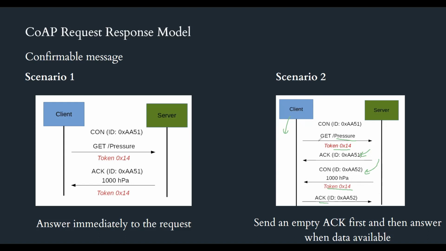So the CON message is a very reliable way of communicating, and it is using acknowledgement messages to inform the other, client or the server, that it has received some data from the other device. So these two scenarios are available, basically under the CON message type.